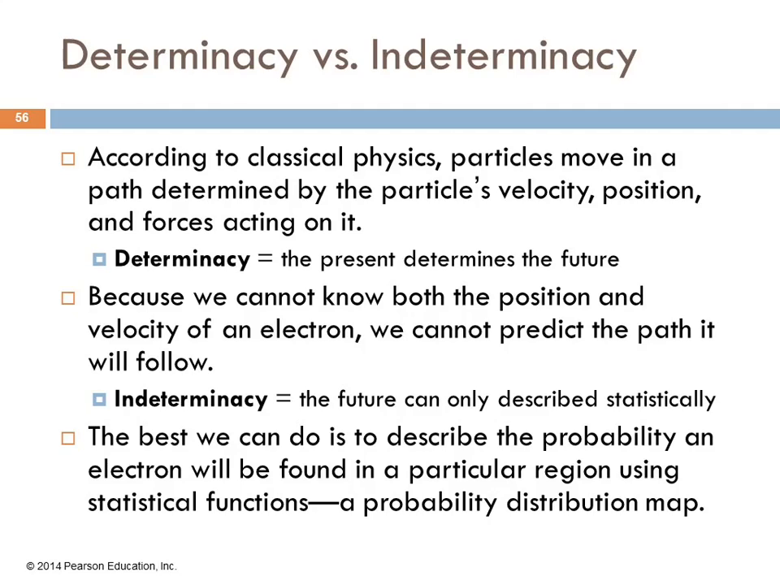Because of this uncertainty about the electron, we can't predict the path that it will follow. This is called indeterminacy, the opposite of determinacy. The future can only be described statistically. The best we can do is describe the probability that the electron will be found in a particular region. They use statistical functions and probability distribution maps and all kinds of crazy math that I don't like. So the equations for this get kind of crazy.